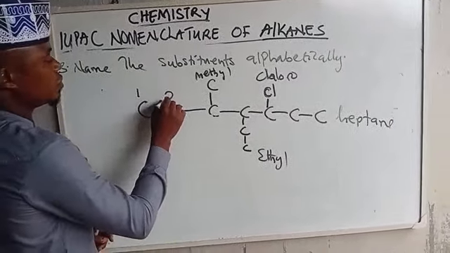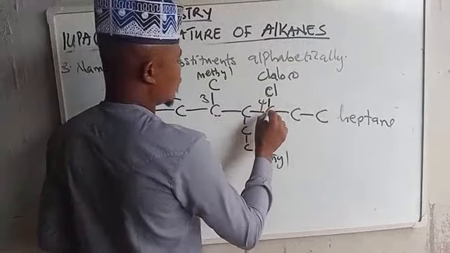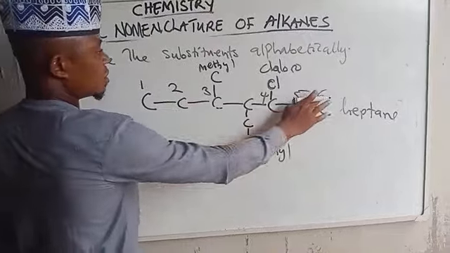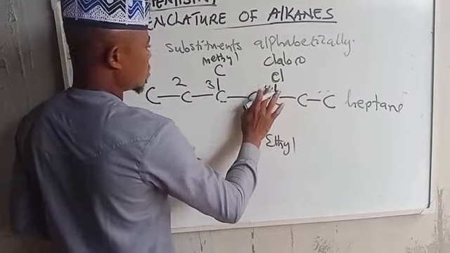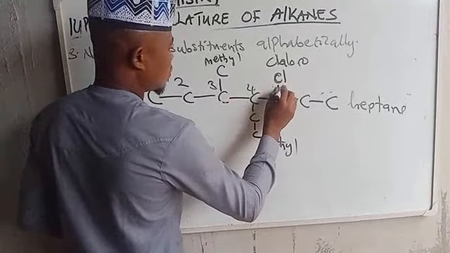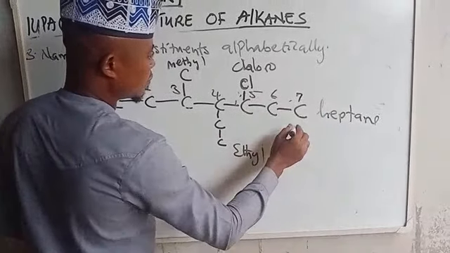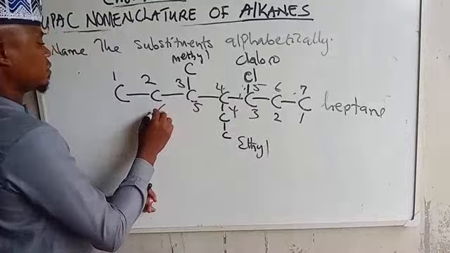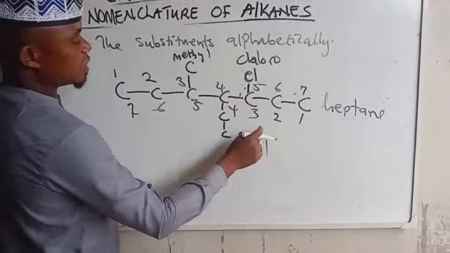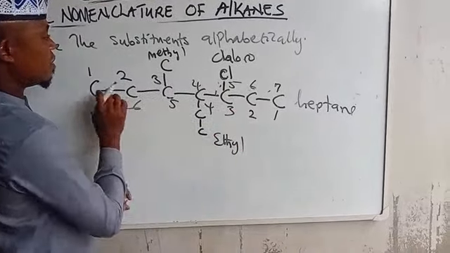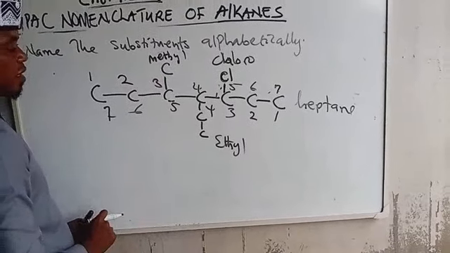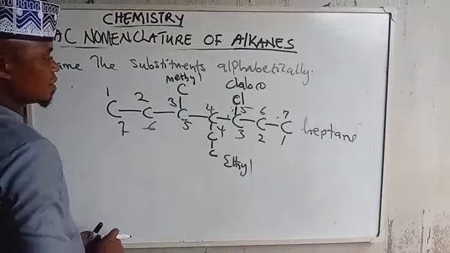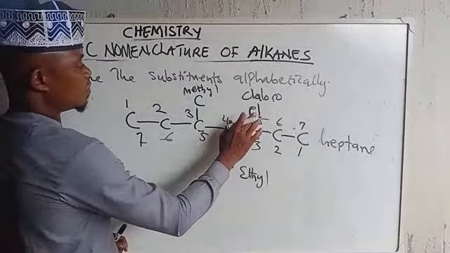Now, number from the side that gives the branch chain the smallest possible number. We have 1, 2, 3, 4, 5. Am I correct? I've jumped one. 4, 5, 6, 7. 1, 2, 3, 4, 5, 6, 7. So from this side, the first side chain is on carbon 3. From this side it is also on carbon 3. Let me do it the way you understand.